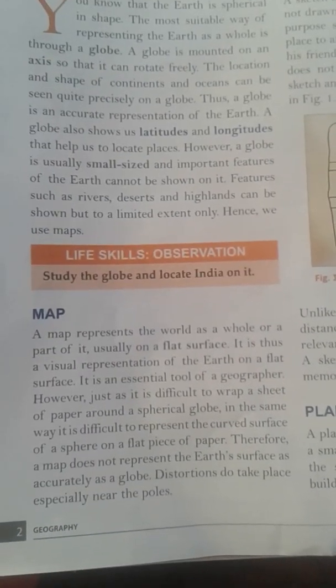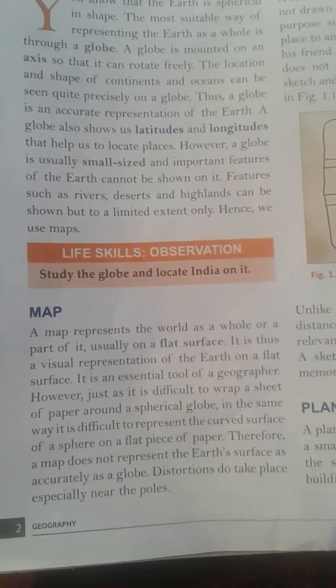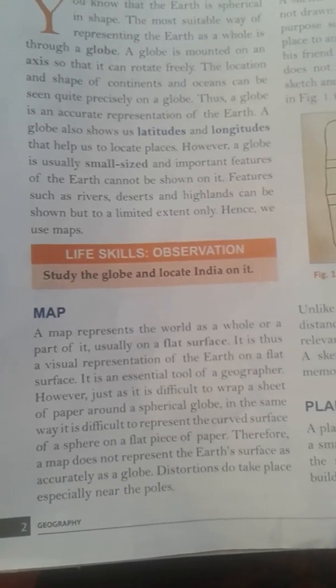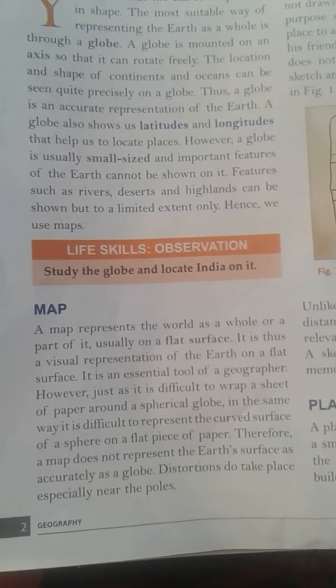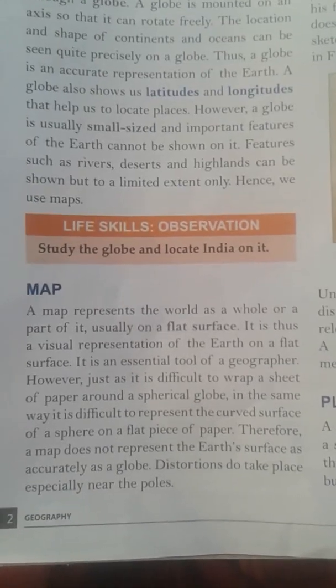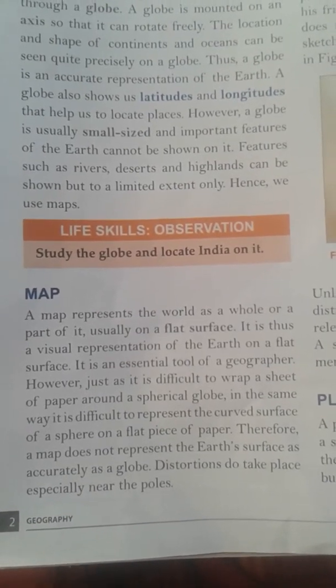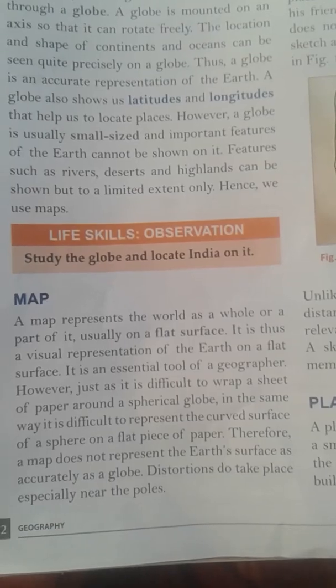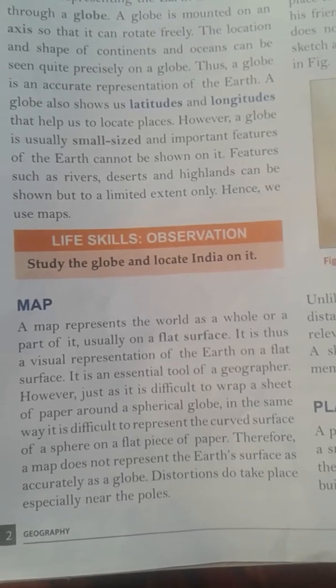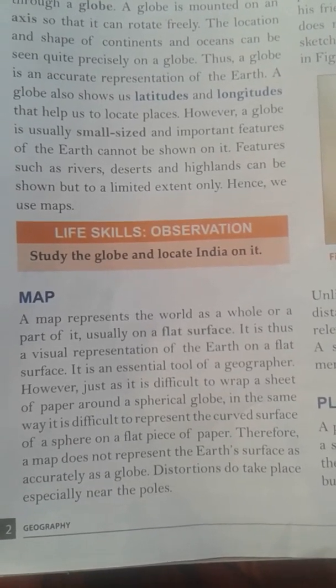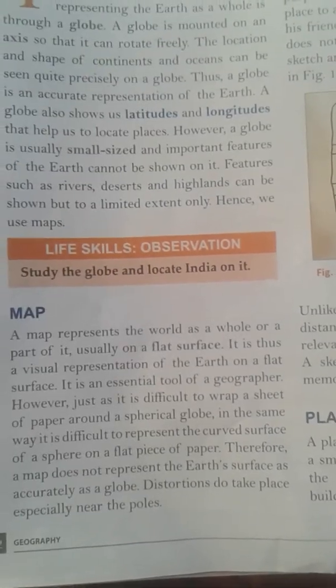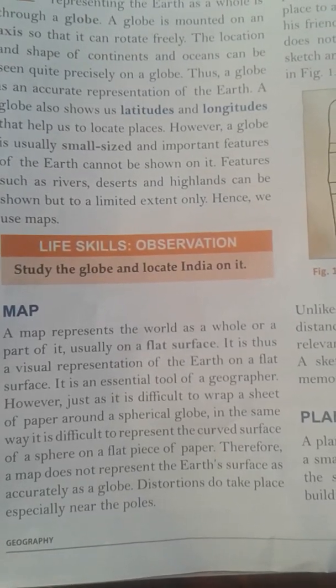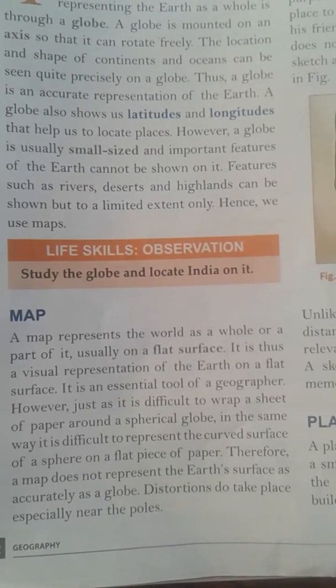A map represents the world on a flat surface. It is a visual representation of Earth. It is a pictorial representation of the Earth or world on a plain paper. But it cannot represent Earth's surface as accurately as a globe.